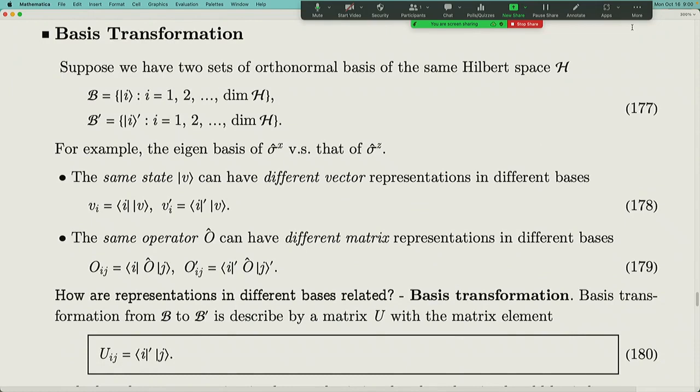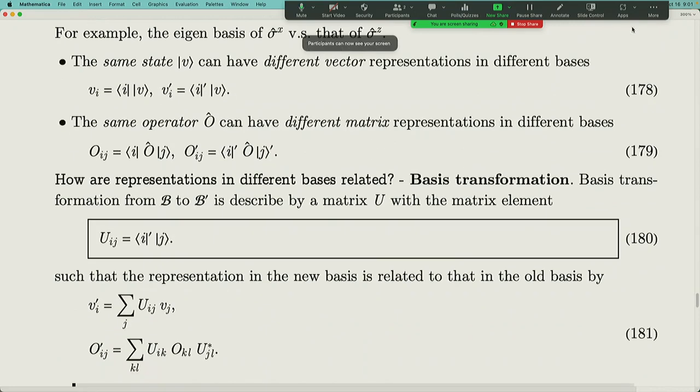So what is basis transformation? It means if you have two sets of orthonormal bases, you want to change the representation from one basis to another basis, either for the state vector or for the quantum operators. What you need to do is a linear transformation of these either vector components or matrix components, and the linear transformation is actually described by a unitary matrix whose ith row and jth column matrix element is given by the scalar product between the two bases.